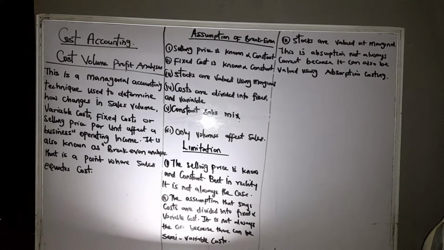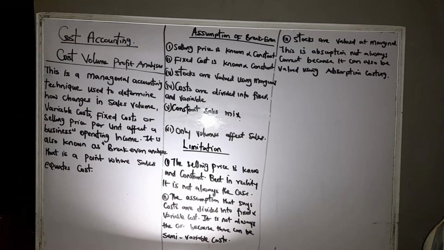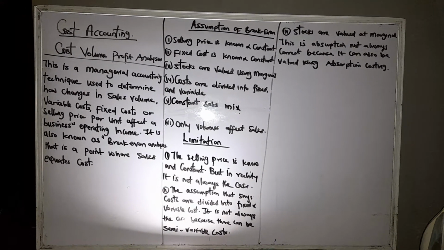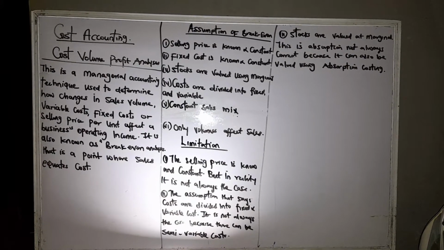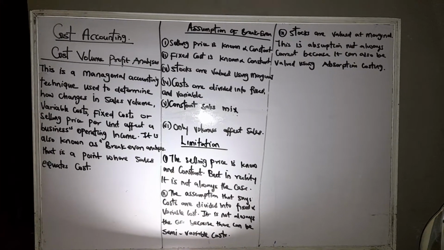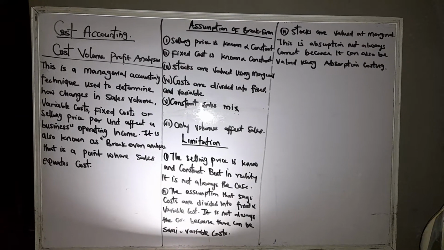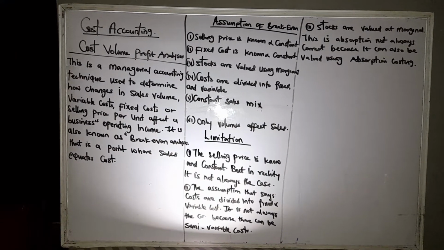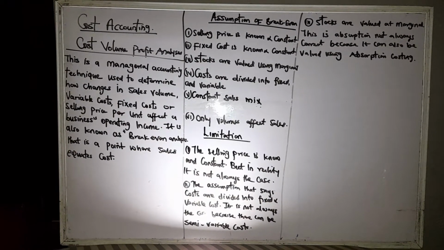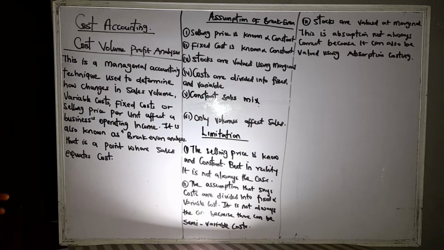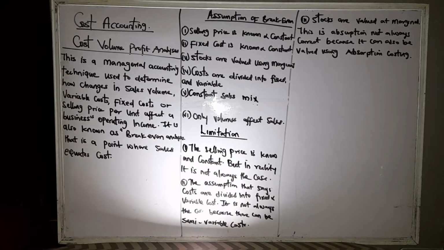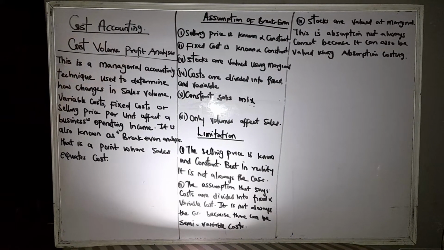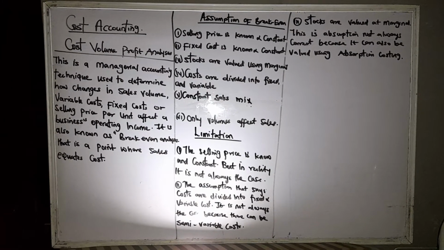So today we'll be looking at a new topic known as cost volume profit analysis. In our last class, we looked at process costing. We looked at the meaning of process costing, the meaning of abnormal loss, described abnormal gain. Then we looked at WIP and the weighted average method. But today we'll be looking at a new topic which is known as what? Cost, volume, profit analysis.